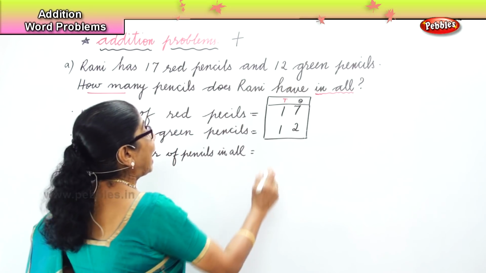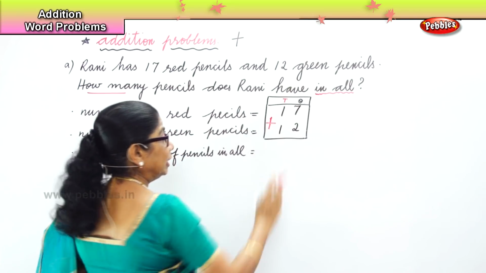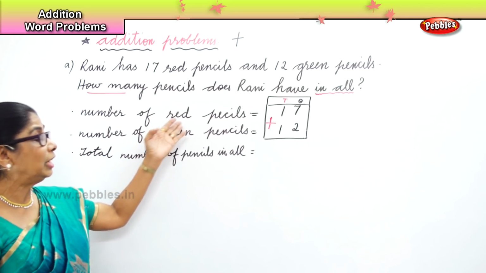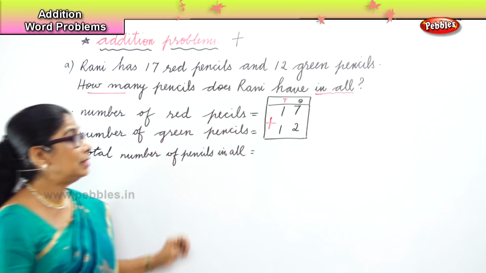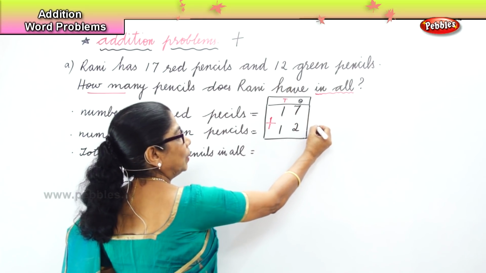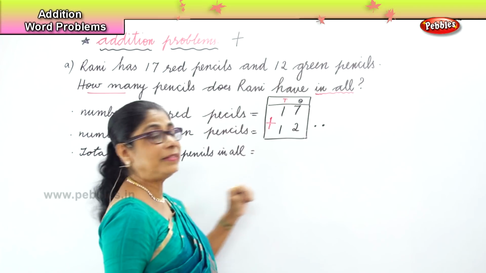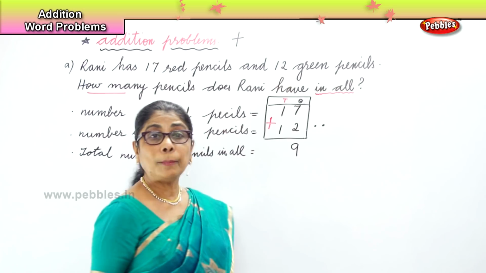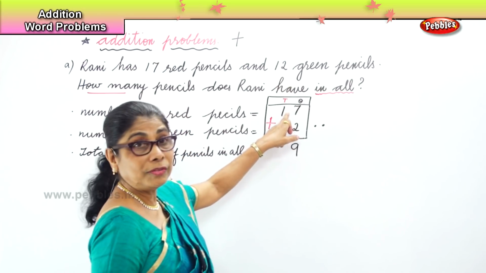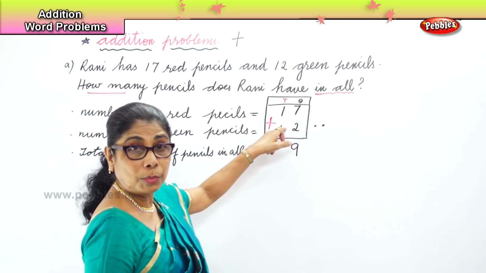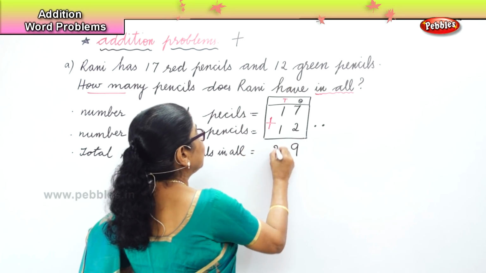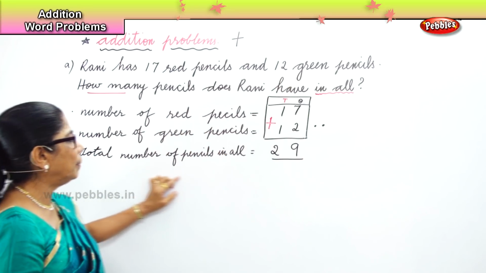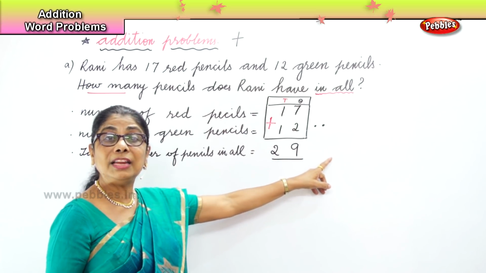What are we doing? Adding. You are doing an addition problem. In all, what is 17 red pencils plus 12 green pencils? 7 plus 2. What is 7 plus 2? After 7, 8, 9. 7 plus 2 is 9. 7 ones plus 2 ones is 9 ones. And you have the tens place. You have 1 and you have 1 more. 1 plus 1 is 2. Now, the answer is total number of pencils in all, 29 pencils.